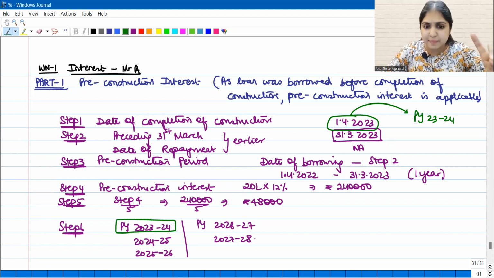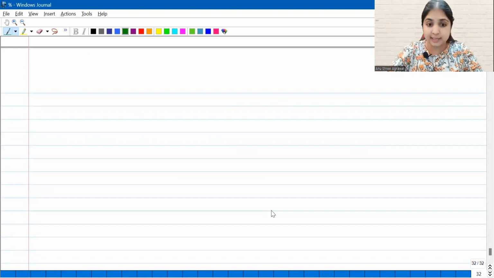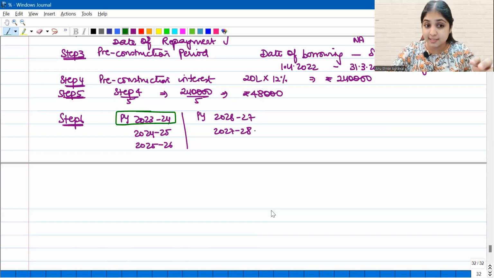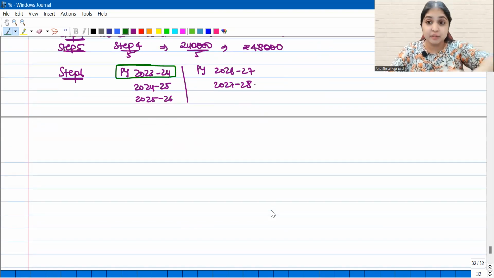Okay, see, listen, I'm just trying to give you a little bit more clarity. I'll help you understand in the same way in which we had worked out one of the earlier questions also. Remember, we had drawn a timeline. We'll draw that same timeline and we'll try to get a little better clarity.